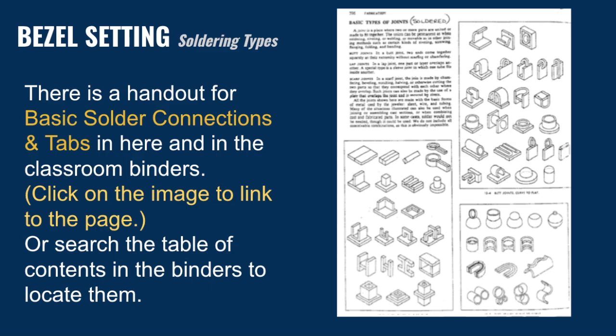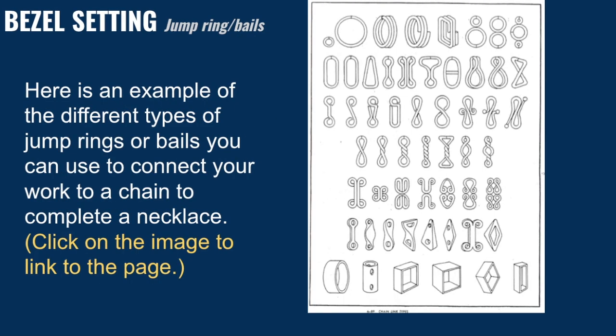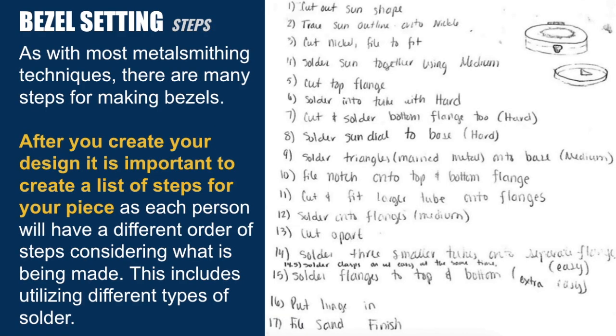As you can see on this slide, there are many other connections you could create. This handout shows you several that you may want to use as you create your work. Additionally, there are different types of bales you could create to level up and set your piece apart from everyone else. Just like the first assignment, we'll be creating steps for the bezel piece.